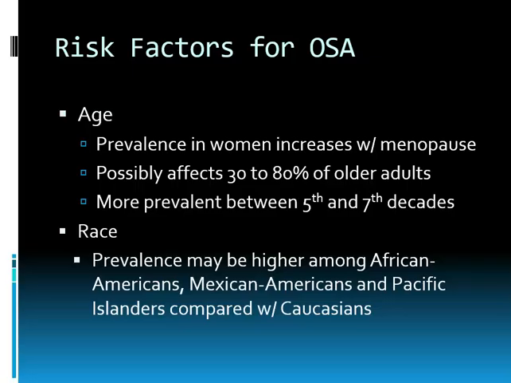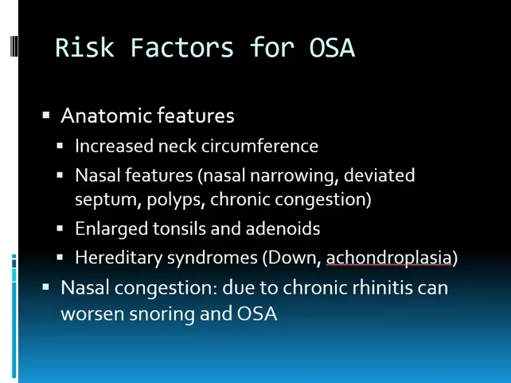Race can play a role in it too. They have found that there is a higher prevalence among African Americans, Mexican Americans, and Pacific Islanders. Not really exactly sure why. Anatomy is huge. So the neck circumference can give us an idea of what the patient's anatomy is. Looking at certain nasal features, so just looking at their nose itself, do they have a pretty narrow nose? Looking inside their nose, that's what the physician does. Looking for deviated septum, polyps, which are growths that can impact and block the nasal passages.